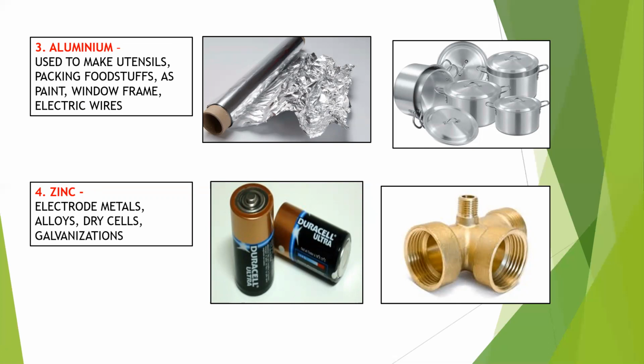For packaging stuff, you can see the diagram over here. This aluminium foil is used for packaging foodstuffs and as wrappers of medicine. Since it is malleable, we can easily make sheets like this, and we can use it as packaging material. As a paint to prevent rust, in the form of powder, it is used on telephone poles. It also helps in preventing rust. And on the right hand side, you can see that aluminium is also used in making utensils like this.